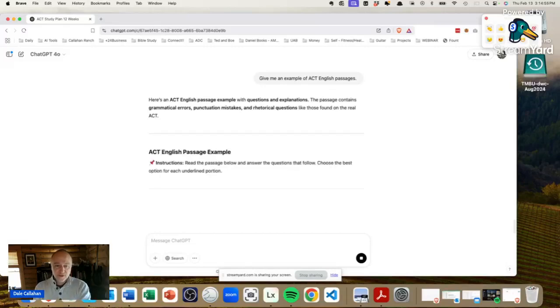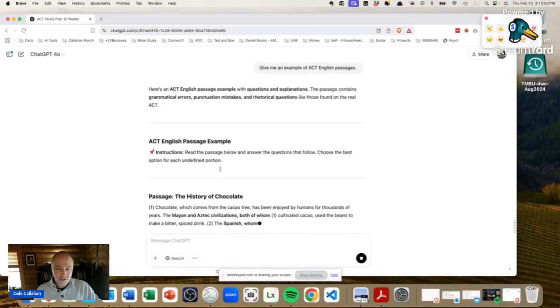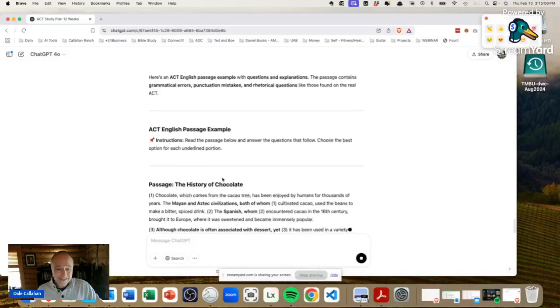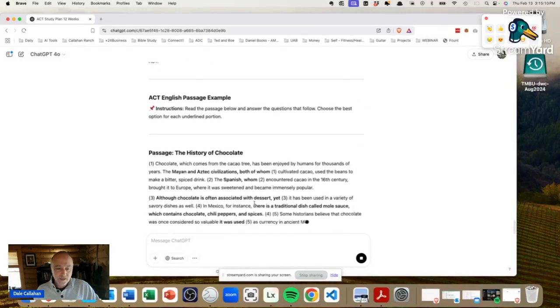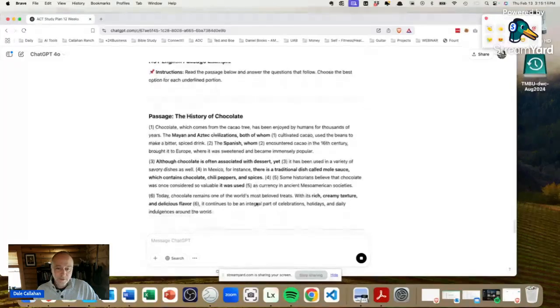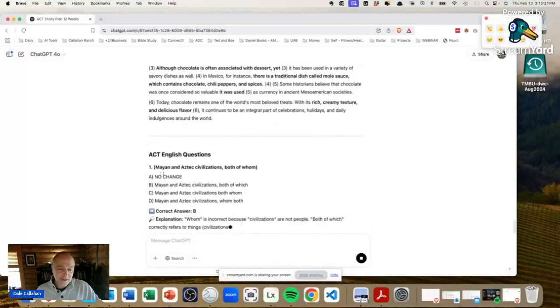And so now it's going to give me a passage that looks almost like it comes out of the ACT. It says, read the passage below and answer the questions that follow. This looks a whole lot like the ACT exam. So it gives you this passage, the history of chocolate. I did not load that one up, but that seems like a reasonable one to me. And then it gives us some ACT-type questions. These look like the kind of questions you would get, and it gives you the answer.